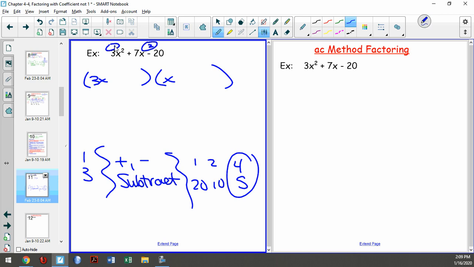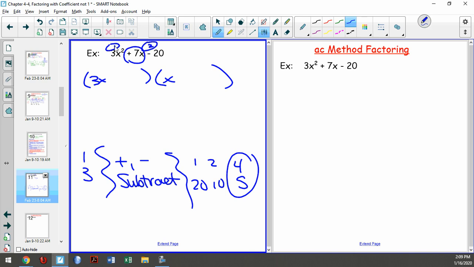Yes? Can I put the 4 in the first spot? Sure. Can I put the 5 in the first spot? I could put the 5 there as well. My question is which one's more beneficial? Well, let's think this through a little bit. Okay? I need to obtain a 7 by subtracting.